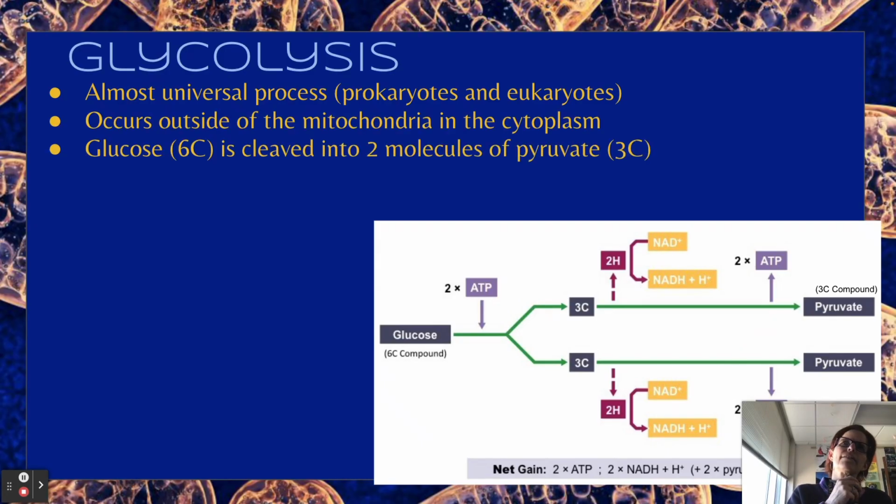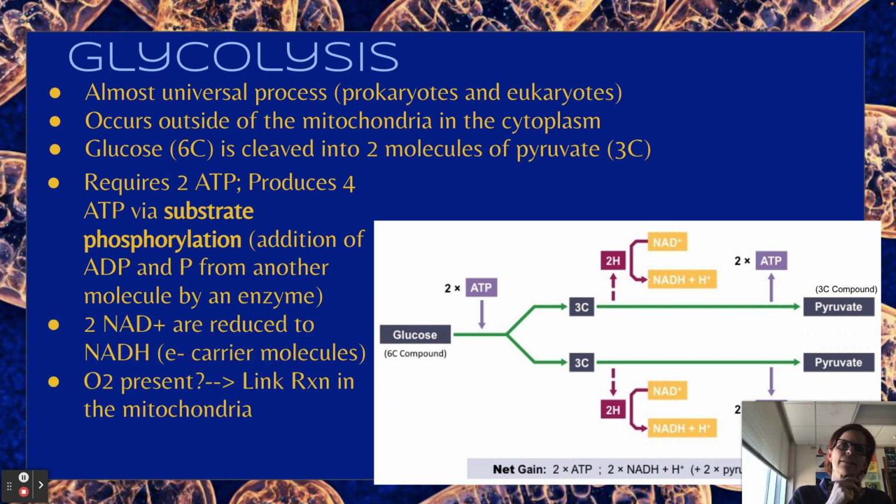Okay, so glycolysis, not a whole lot to say here, just breaking up glucose. So take a look, here's glucose. We cut it in half, so now we have two pyruvates. Look at the diagram. You'll never have to memorize it. You just have to understand these things.